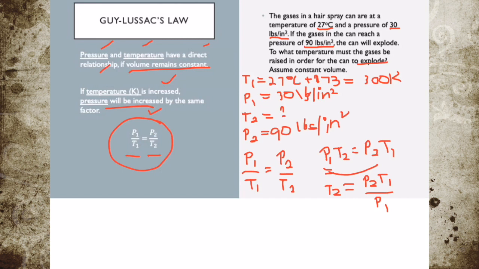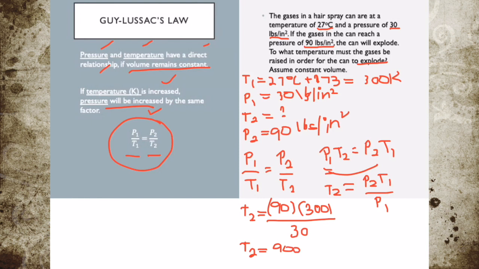So we have T2 equals P2, which is 90, times T1, which is 300, divided by P1, which is 30. 90 times 300 divided by 30 would be our T2, which is 900 Kelvin.